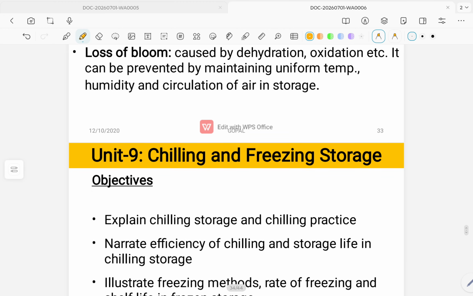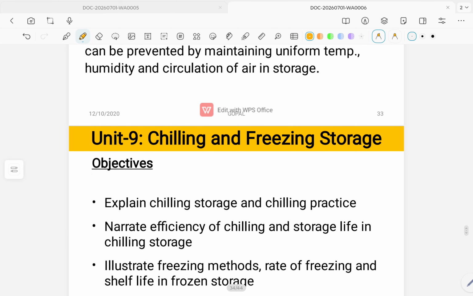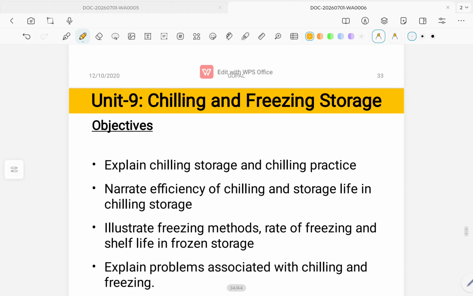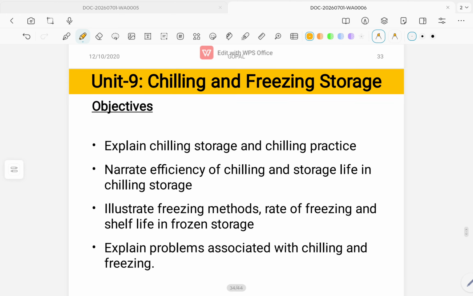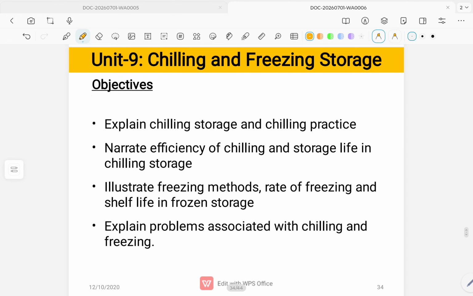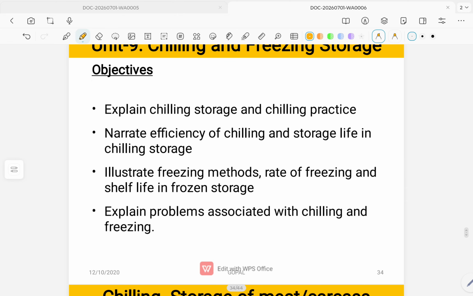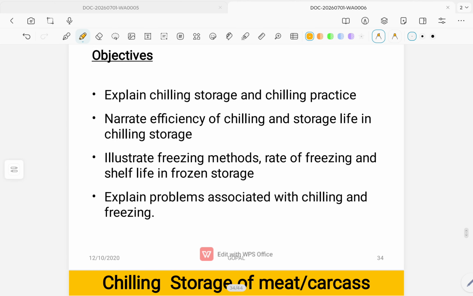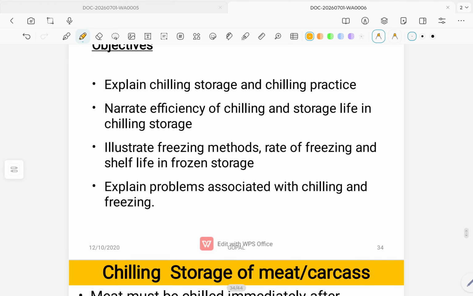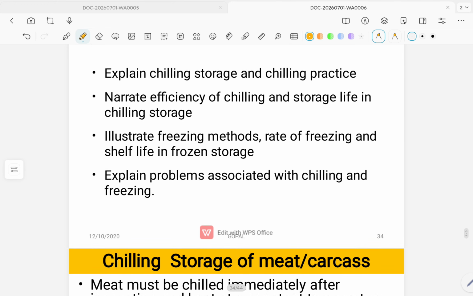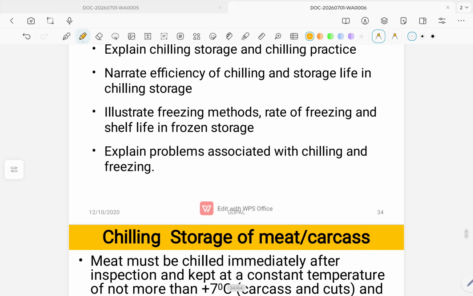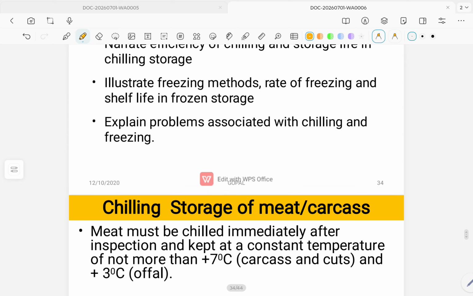Unit 9, Chilling and Freezing Storage. Objective: explain chilling storage and chilling practices. Narrate efficiency of chilling and storage life in chilling store. Illustrate freezing method, rate of freezing and shelf life in frozen storage. Explain problems associated with chilling and freezing.